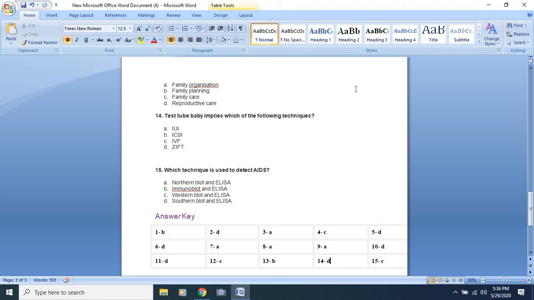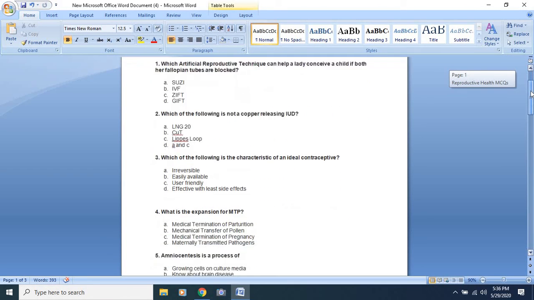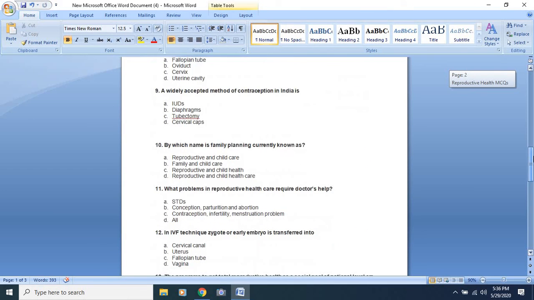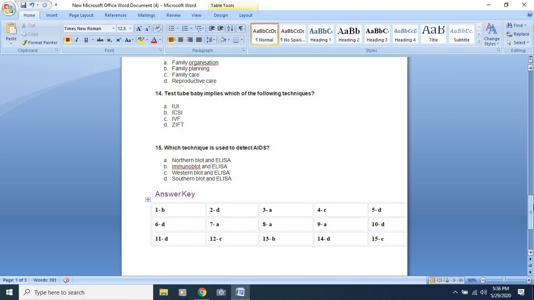So here we complete the 15 important MCQs of chapter number 4. Here the answer key I have displayed of all the 15 questions. Again you can see from the beginning. These are the important questions, and this is the answer key that I have displayed. I hope you will read all these MCQs and please remember the answers for all of these.